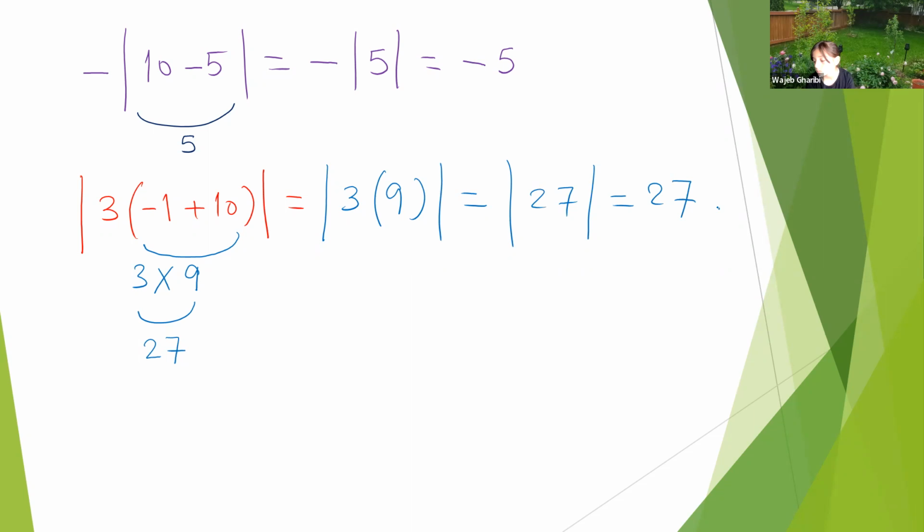One more example. What is the negative absolute value of negative 4? The absolute value of negative 4 is 4, and then we apply the negative, so negative 4. One more example: negative 2 over 3 multiplied by the absolute value of 5 over 3.